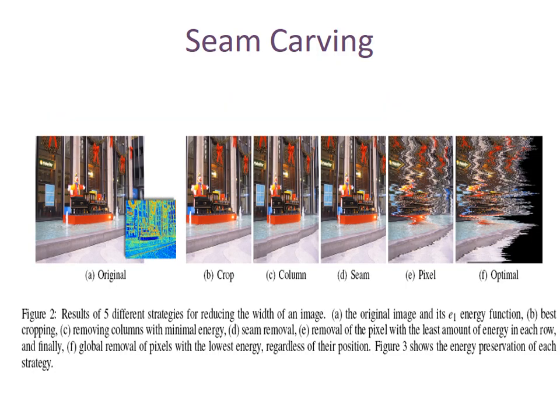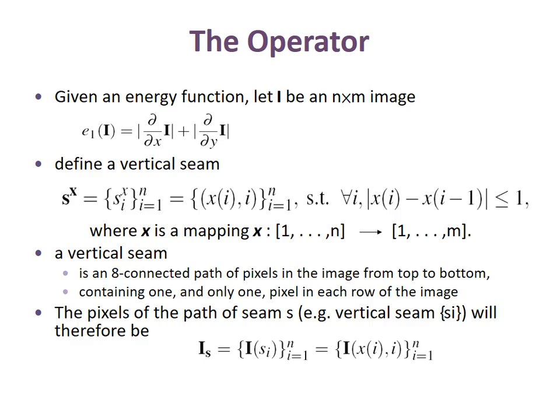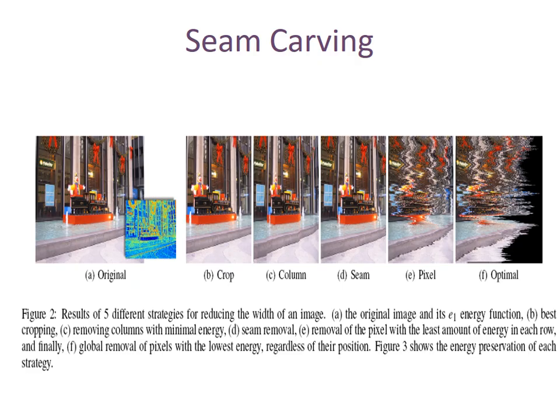Okay, next let's see the algorithm. Firstly, we need an energy function. For example, we can calculate the gradient of the image. We didn't introduce the concept of gradient, but maybe we can assume we have such an energy map. Actually, we have a lot of different algorithms to create the energy map to estimate the importance of each pixel.